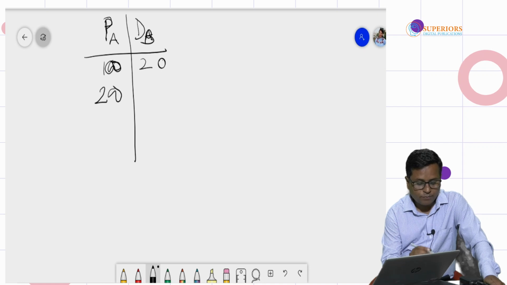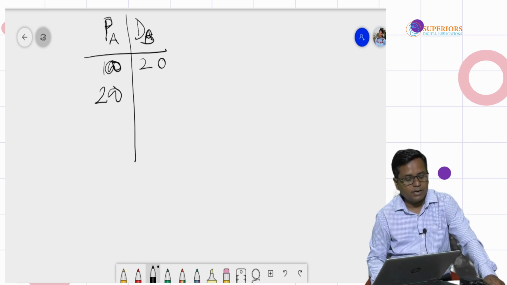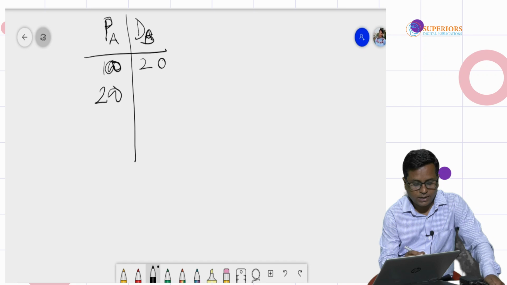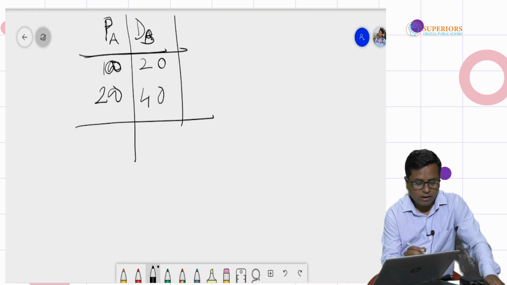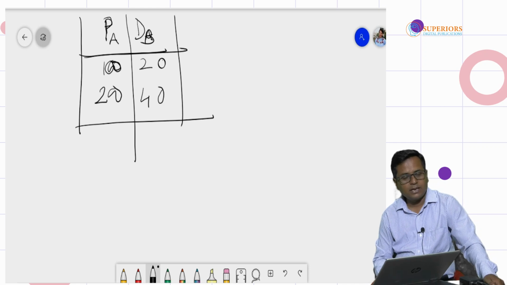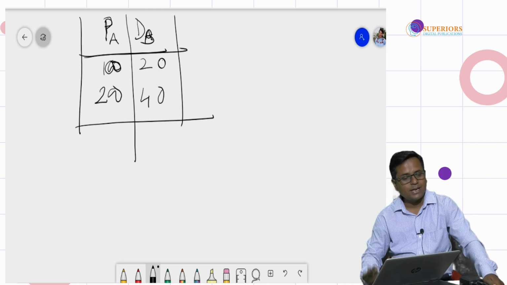The price of A commodity increased from 100 to 200 rupees. Now the demand for B commodity also increased from 20 units to 40 units. Why did this happen, sir? Because A became expensive, and what started happening in comparison to B?